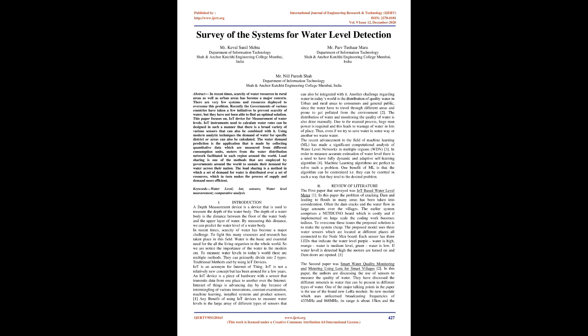The recent advancement in the field of machine learning, ML, has made significant computational analysis of water level networks in multiple regions possible, WDN, 3. In order to measure an accurate estimation of water level, there is a need for a fully dynamic and adaptive self-learning algorithm. Machine learning algorithms are perfect to solve such a problem. One benefit of ML is that the algorithm can be customized, i.e. they can be curated in such a way that they tend to the desired problem.